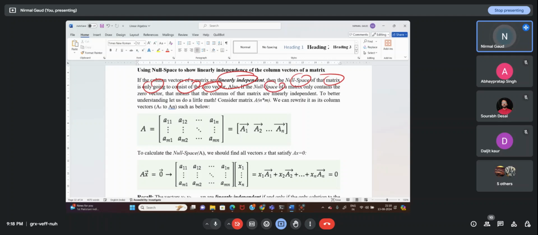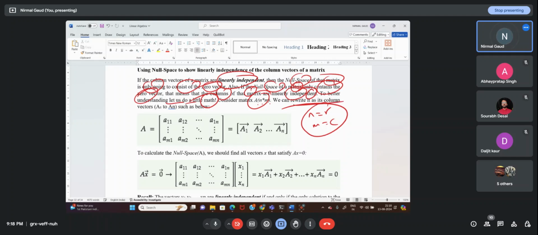Okay, and if the null space of a matrix only contains the zero vector, only the zero vector, this means that the columns of that matrix are linearly independent. To better understand this, let's do a little maths. If you have a matrix A of size n cross m, n is the number of rows and m is the number of columns.